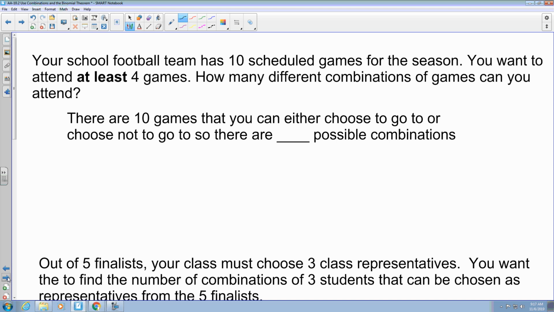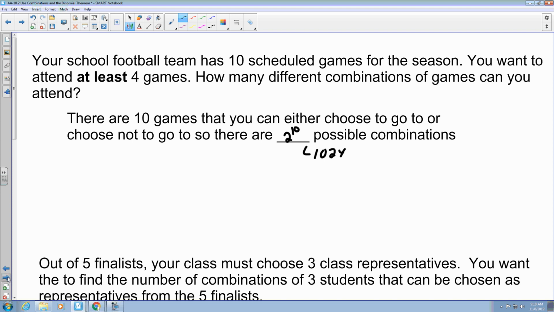Using that same idea, it says your school's football team has scheduled 10 games for the season. You want to attend at least 4 games. How many different combinations of games can you attend? So you can attend 2 to the 10th power games. That means we have 1,024 possible outcomes of you attending these football games. But they want you to attend at least 4 of them.